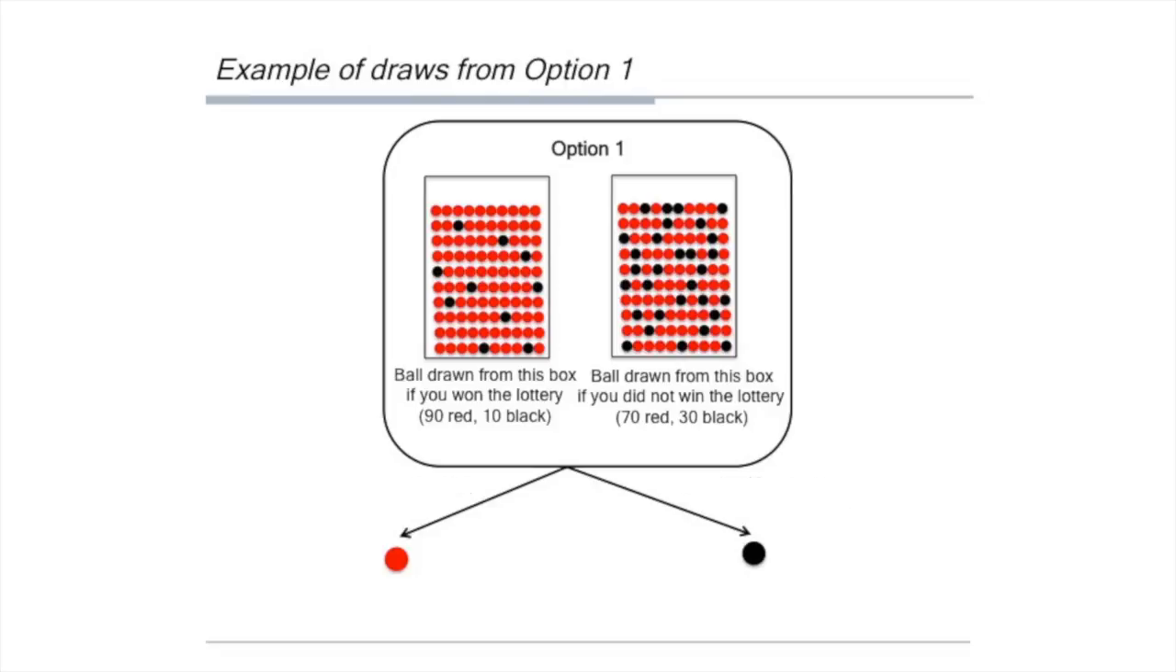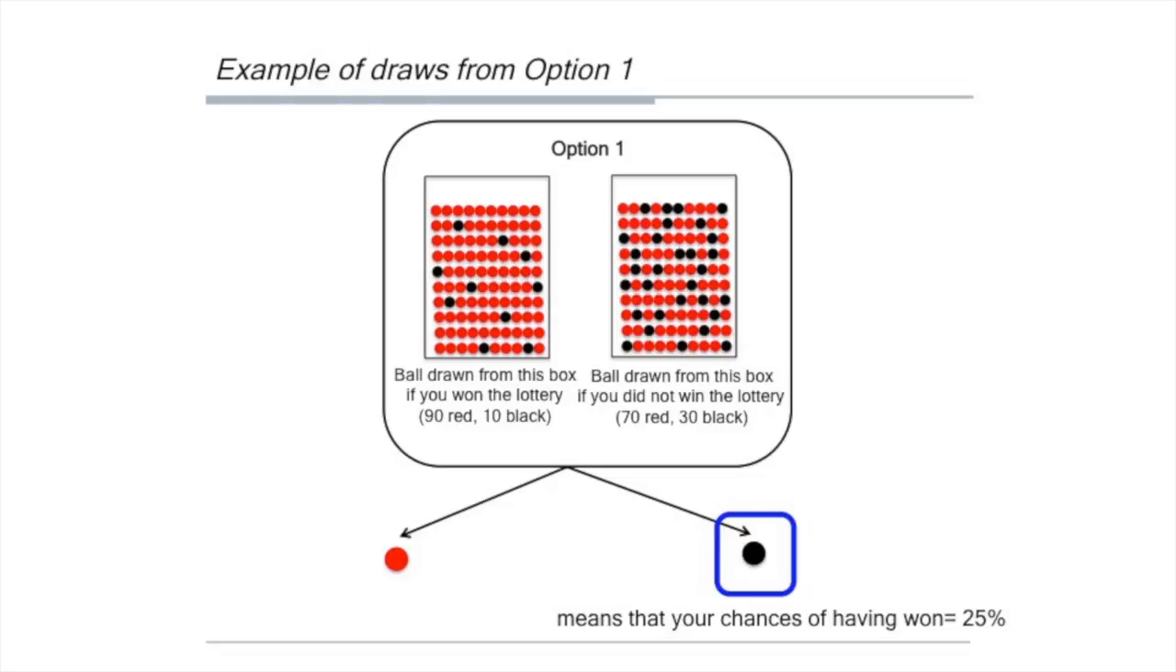What does it mean if you see a red or black ball from option 1? If you see a red ball from option 1, it means that the chances that you won the lottery are slightly higher than 50% because there are slightly more red balls in the left box than in the right box. When we calculate the odds, we find that a red ball from option 1 means that the chances that you won are 56%.